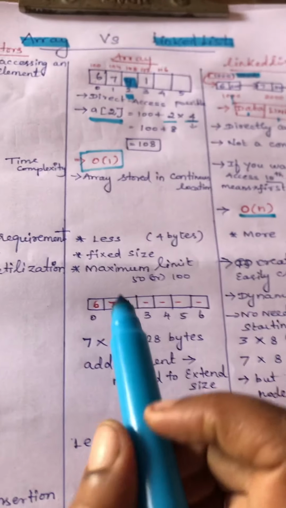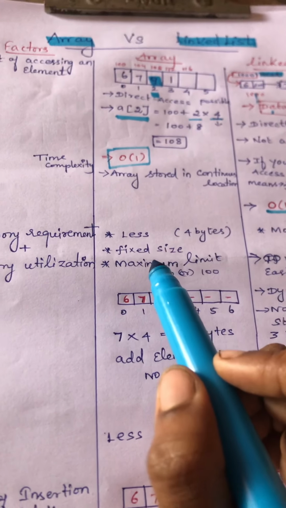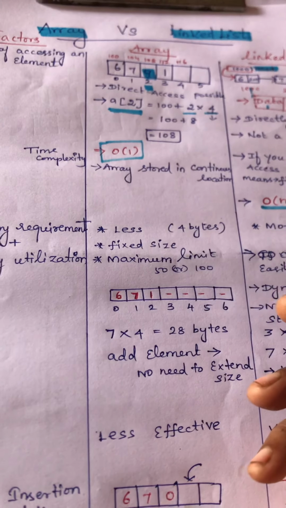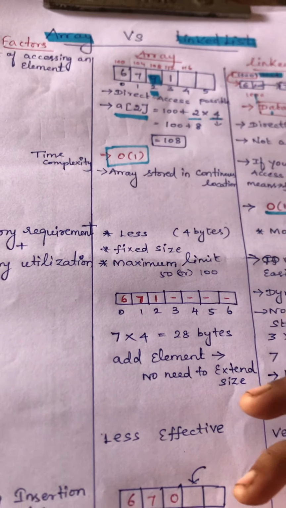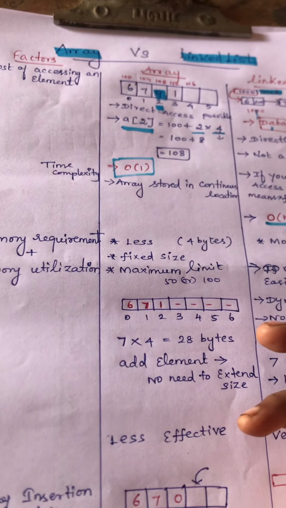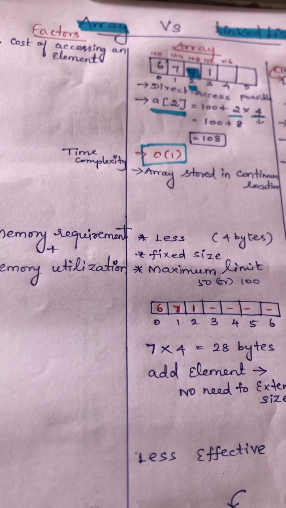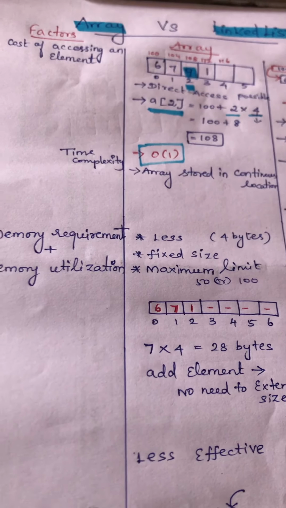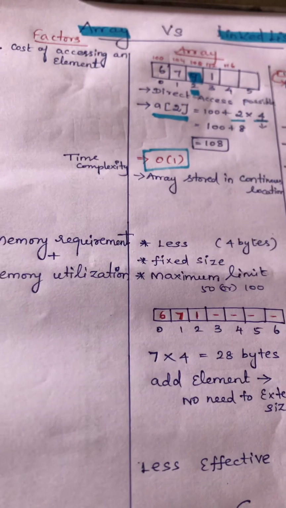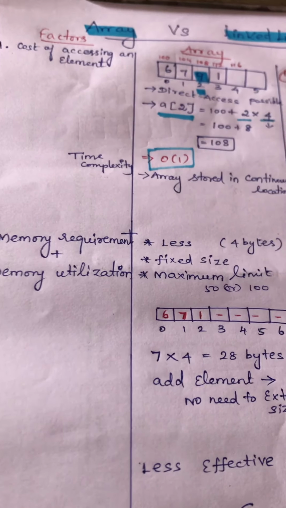We specify a fixed size in an array. Already we specified the maximum limit, for example a of 50 or a of 10. But my usage is not confirmed. If I want to add 100 elements, I can use it. In case I use only 10 elements, the remaining 90 element spaces are wasted. This is one of the drawbacks of an array.